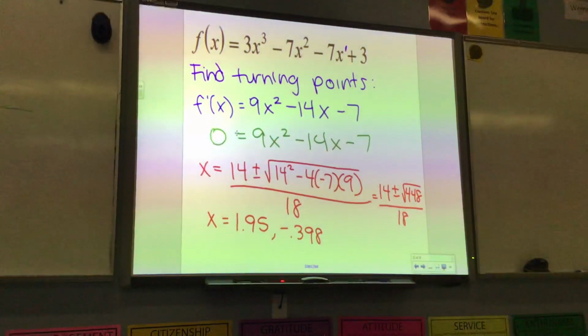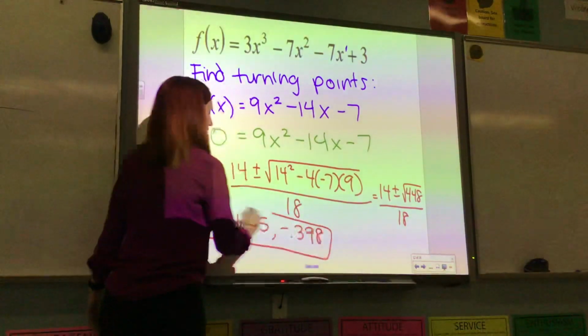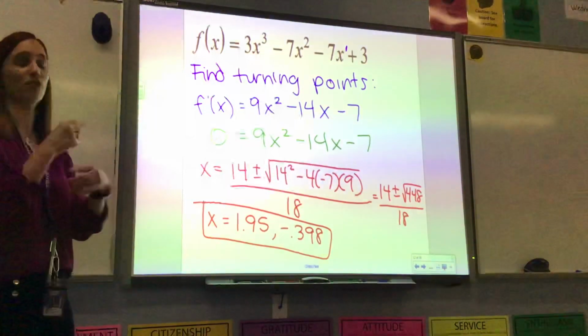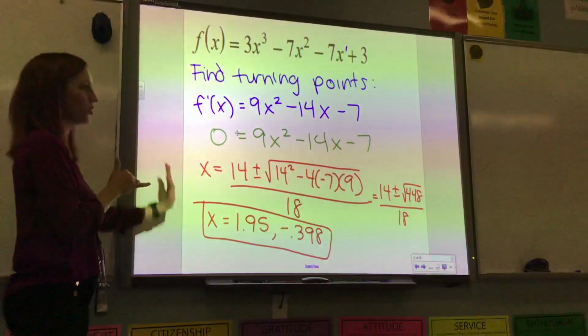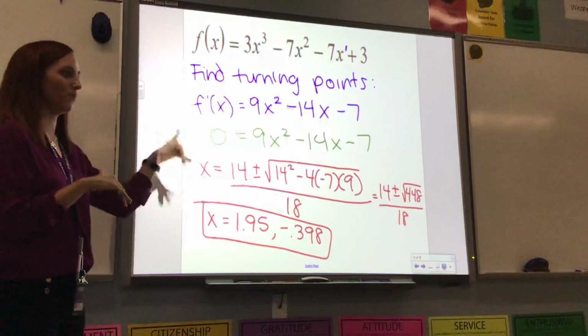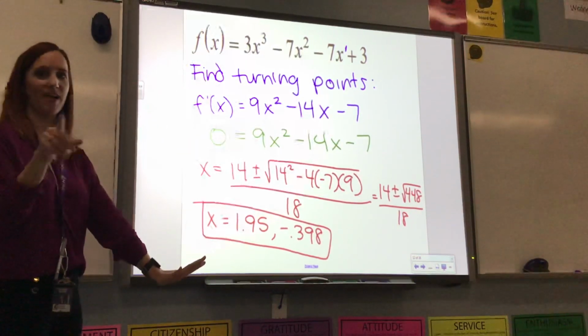For today, this is how far I want you to go. You're going to figure out where your graph turns around and tell me that's where it turns around. You are going to be able to figure out the ordered pairs later and actually graph this. Today, I just want you to be able to find it. So this is the x-coordinate where my graph either has a maximum or a minimum.